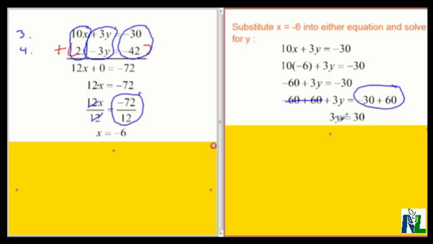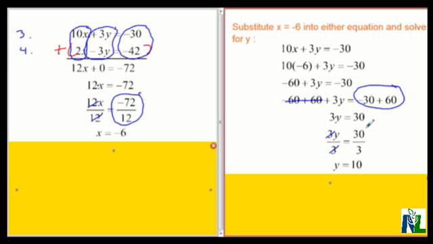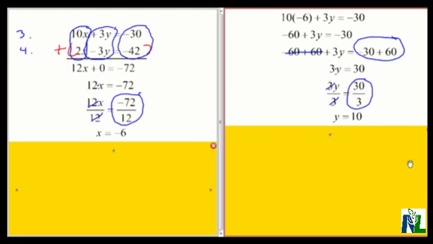3y means 3 times y. So to get y by itself on the left-hand side, I'm going to divide the left-hand side by 3. But because I divide the left-hand side by 3, I must divide the right-hand side by 3. 3 divided by 3 is 1, and 1 times y is just y on the left-hand side. And 30 divided by 3 is 10 on the right-hand side. So I get y equals 10. So the solution to this system is x equals -6, y equals 10.